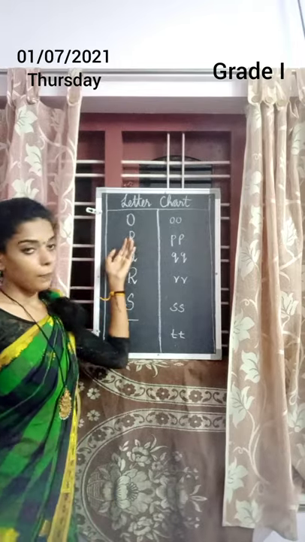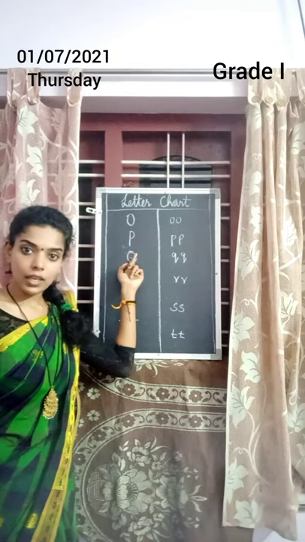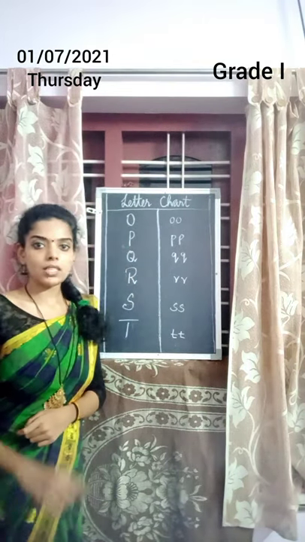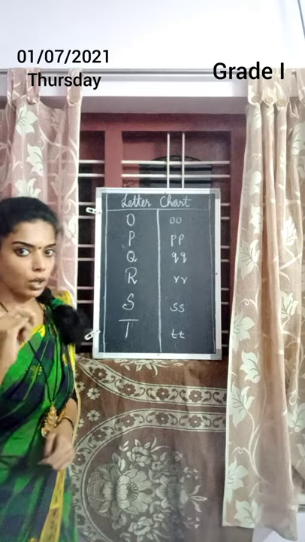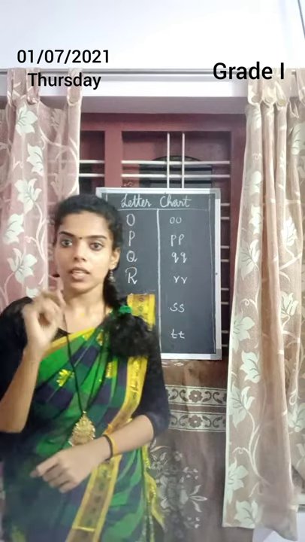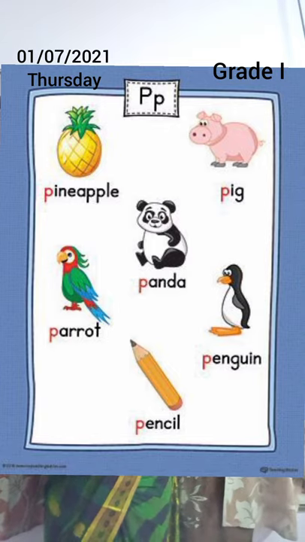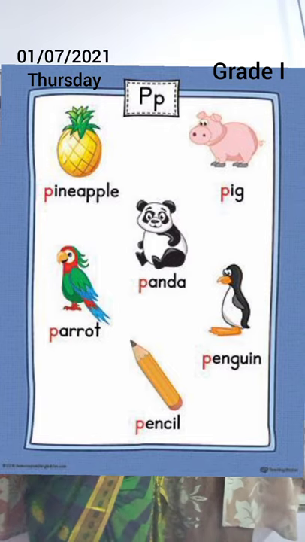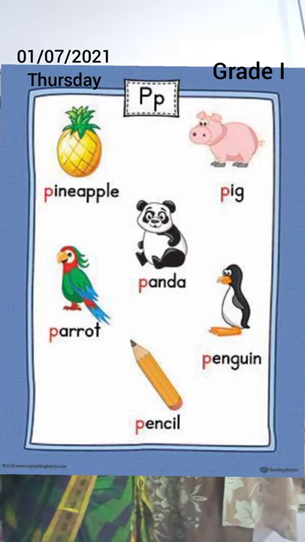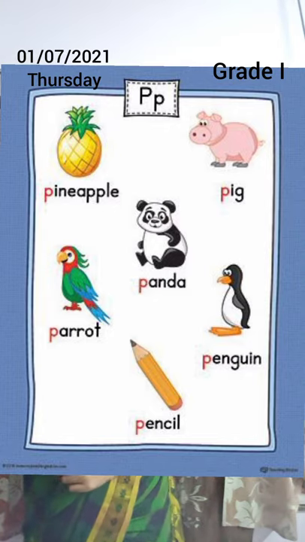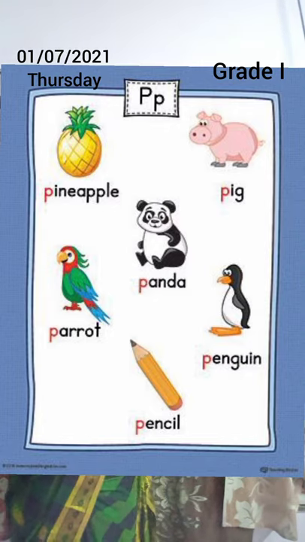Next one is P. The next alphabet is P. What sound of alphabet P? It's P sound. So the example is pineapple, P-I-N-E-A-P-P-L-E, pineapple. Pig, P-I-G, pig.